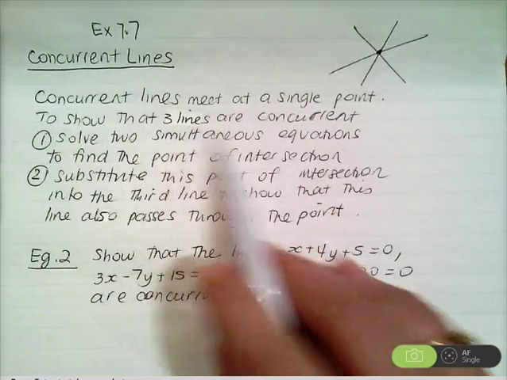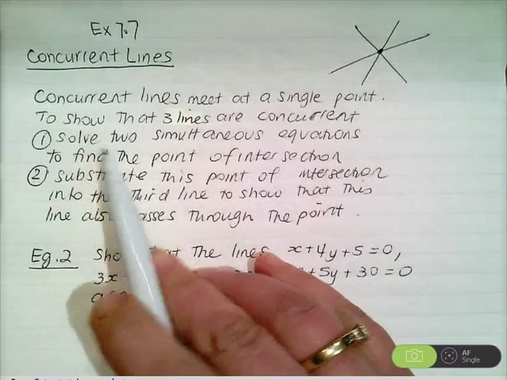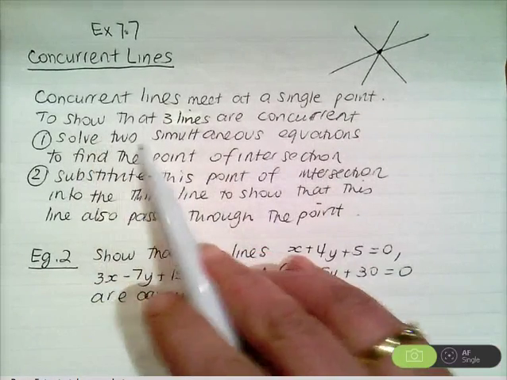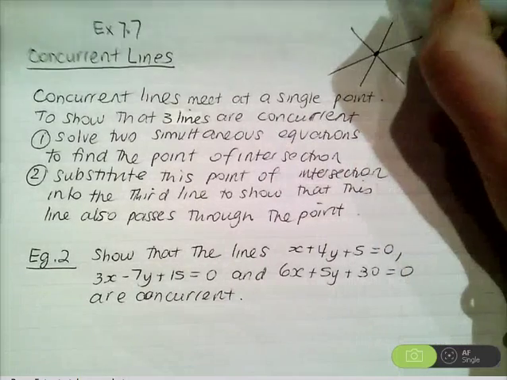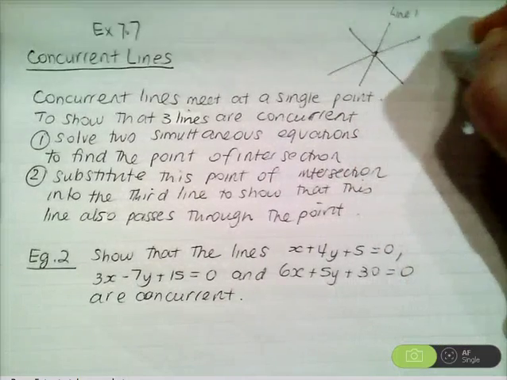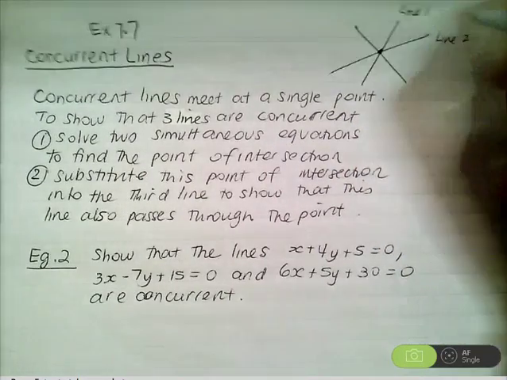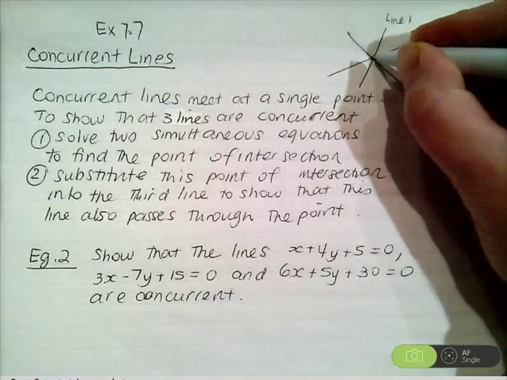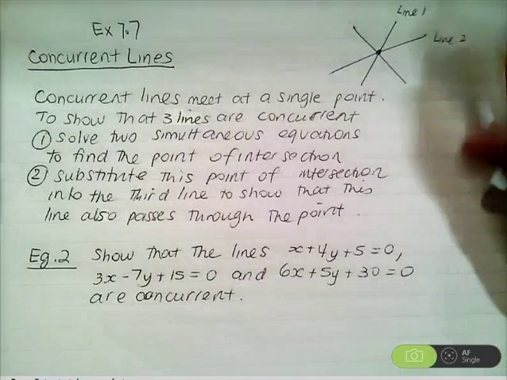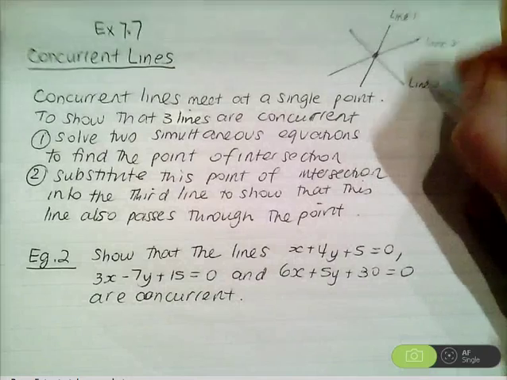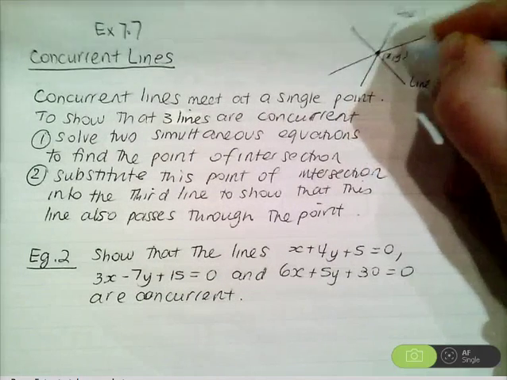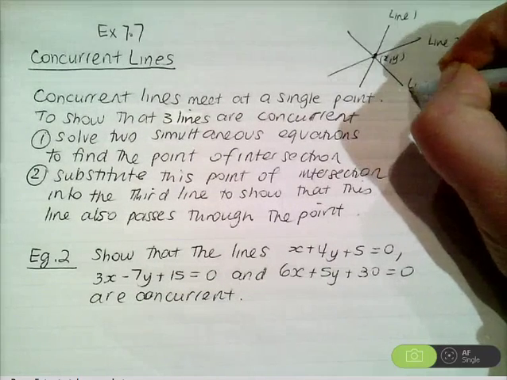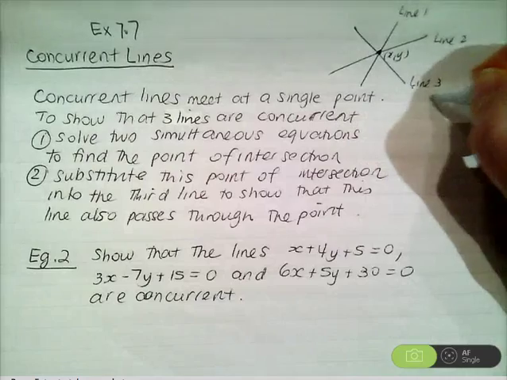Now to show that 3 lines are concurrent, these are the steps that we take. We solve 2 simultaneous equations. So for example, let's say this is line 1 and this is, say, line 2. We find the point of intersection of those 2 lines, and that will be that dot there. And then what we do is, once we've got this point of intersection xy, we show that xy lies on the third line, line 3.